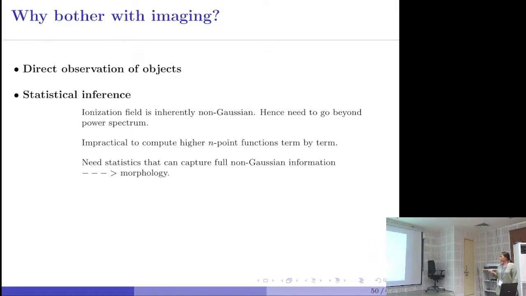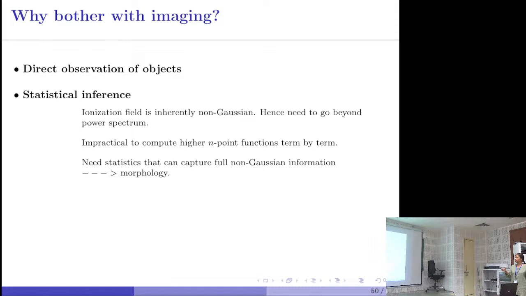Okay, so statistical inference. I already showed you one or two slides in the first lecture on how we do statistical inference, and that is what we are going to do here. So how do we do statistical inference? The 21 centimeter field is non-Gaussian. I do have a plot of the probability distribution, which is non-Gaussian. So we need to go beyond the power spectrum to get additional information.